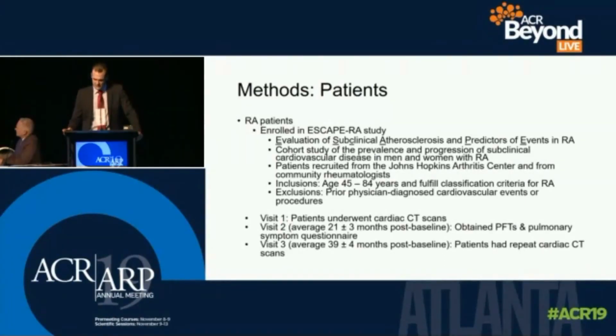The study population was made up of RA patients enrolled in the ESCAPE RA cohort, which is a prospective cohort study of subclinical cardiovascular disease. Included participants were between the ages of 45 and 84. They fulfilled classification criteria for RA, and they didn't have any prior cardiovascular events and procedures.